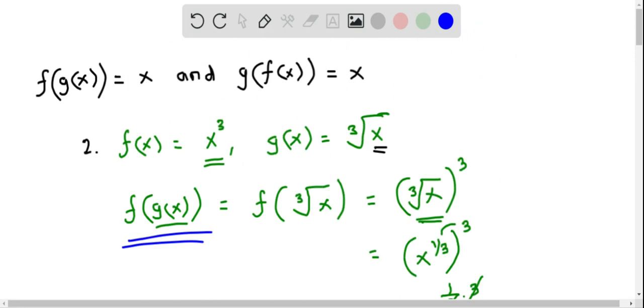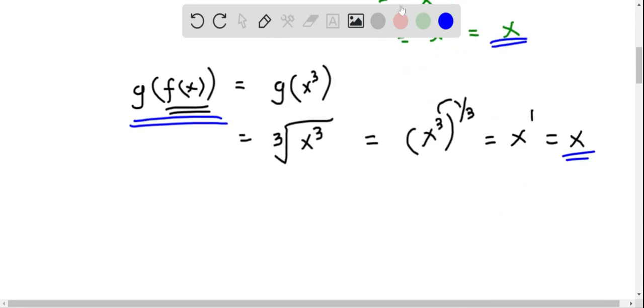So this means we are able to see that f of g of x is equal to x as well as g of f of x is also equal to x. So therefore we see that f of x and g of x are inverse to each other.